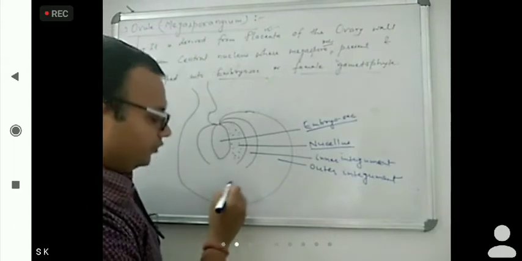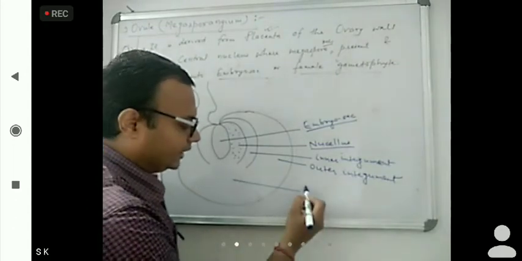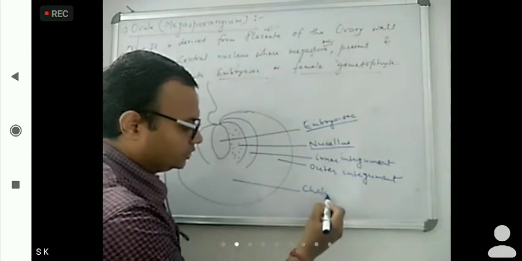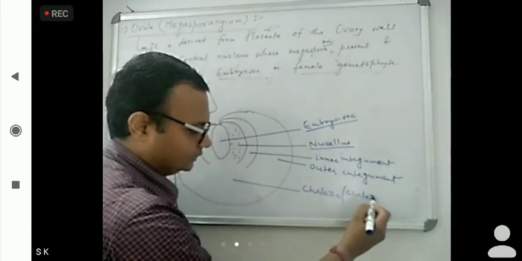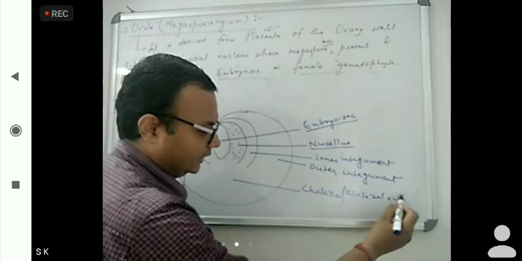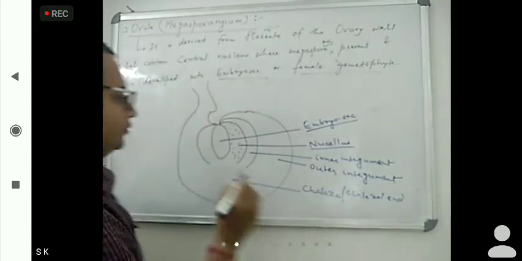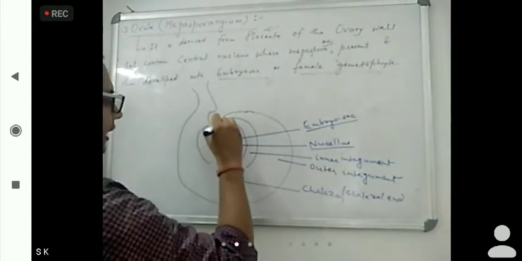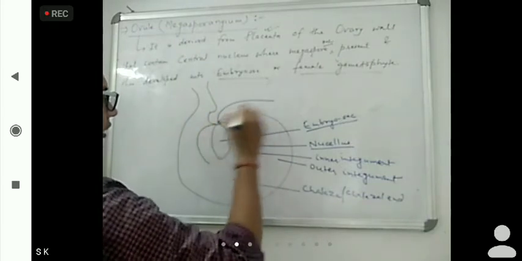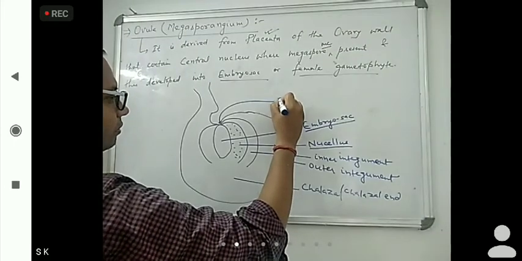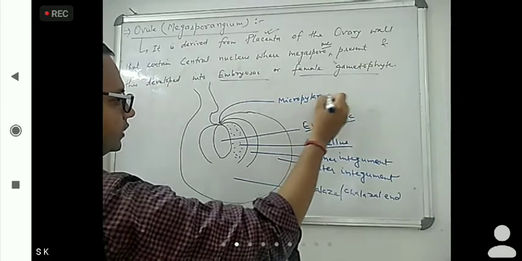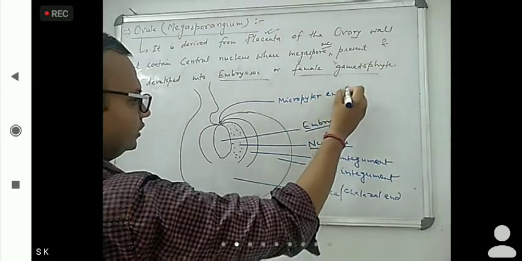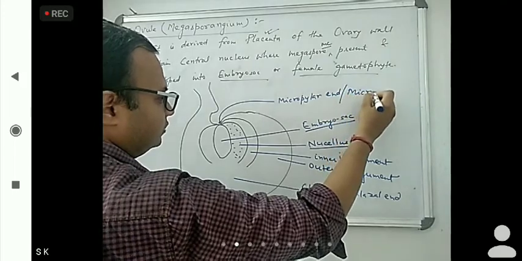Now, where integuments arise, that portion is known as chalaza or chalazal end. Where integuments are absent, this portion is known as micropylar end, or micropyle.